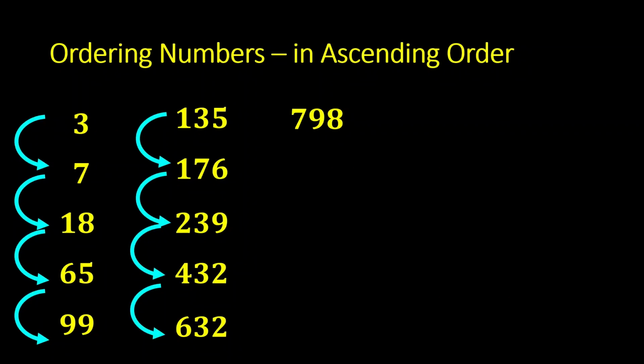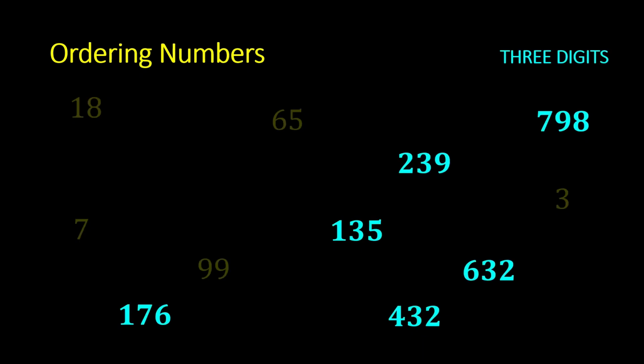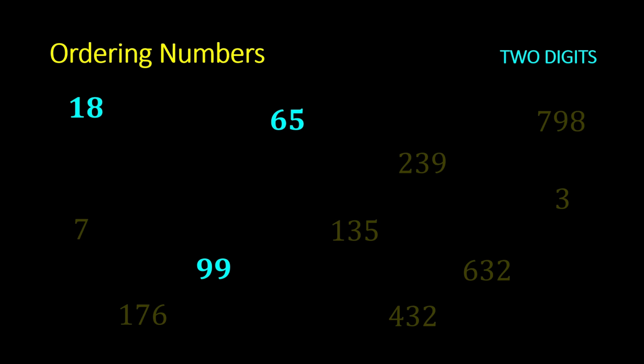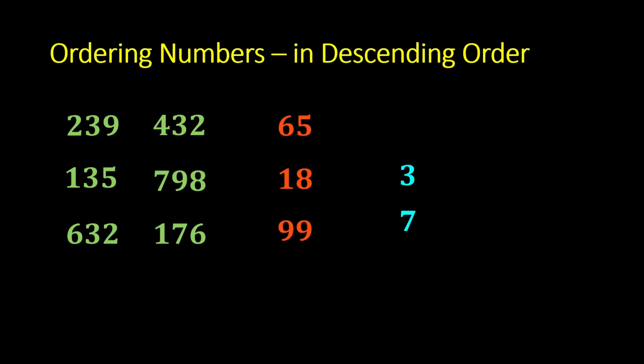We're now going to take a look at ordering numbers again. However, this time we're going to look at ordering the numbers in descending order, so starting from the largest first. Here are the 3-digit numbers, here are the 2-digit numbers, and here are the 1-digit numbers. And now here they are color-coded and grouped.